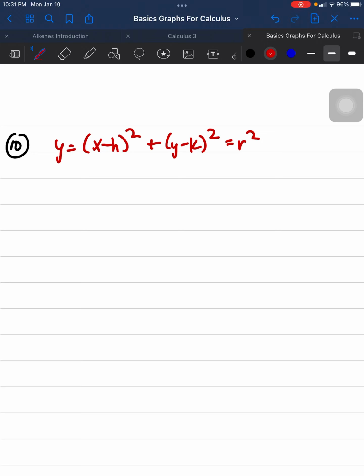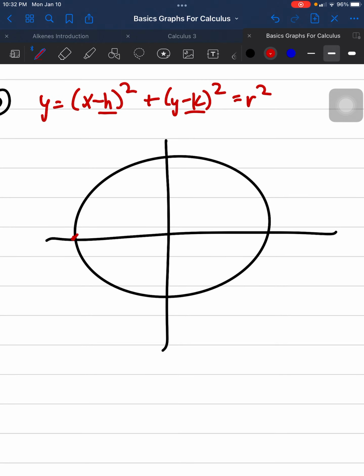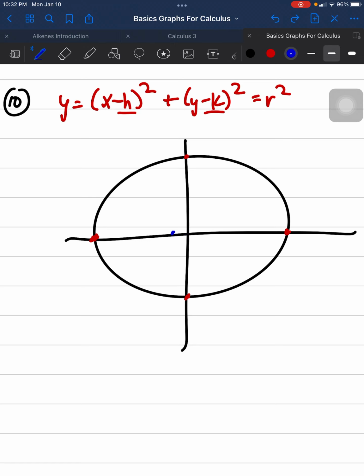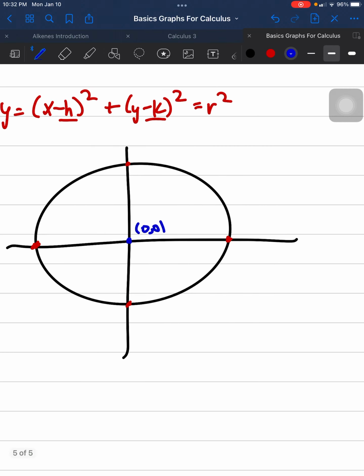Usually the basic circle has its center at 0, 0, and its radius is 1. So its key points are basically, let me actually draw out the circle first. So the circle, a regular circle, let me just draw a circle. Now its key points are right here. 1 key point here, 1 point here, 1 here, and 1 here. And this right here is its center. Its center is 0, 0.